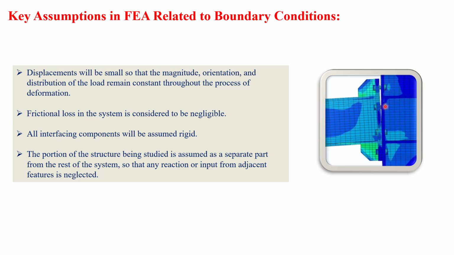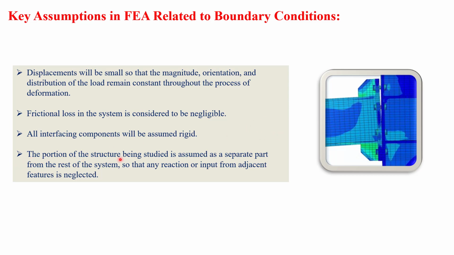So whatever friction is happening, we won't consider that at all. With respect to friction, we have some stress induced, but we neglect it. All the interfacing components will be assumed rigid. So wherever we have interference, it is completely rigid. We don't consider if it is impacting or pushing inside; we consider it completely rigid.